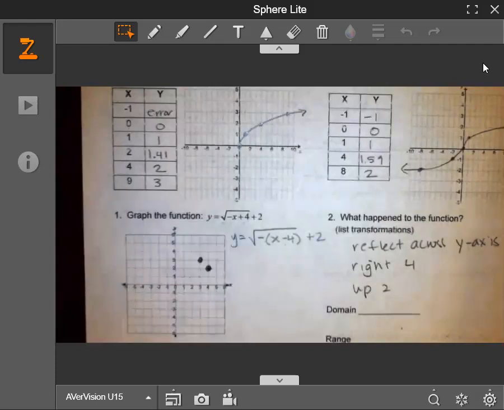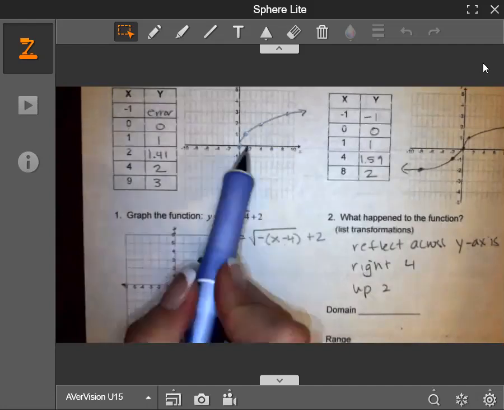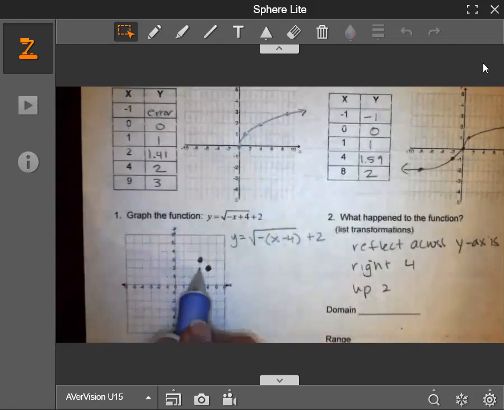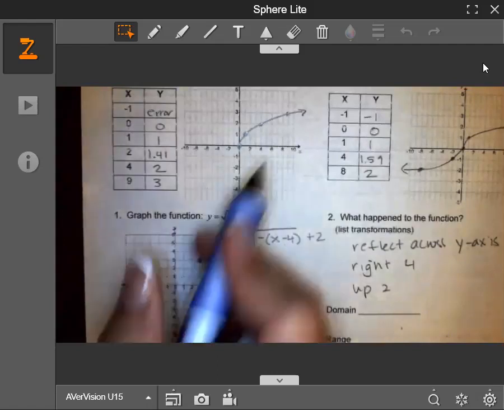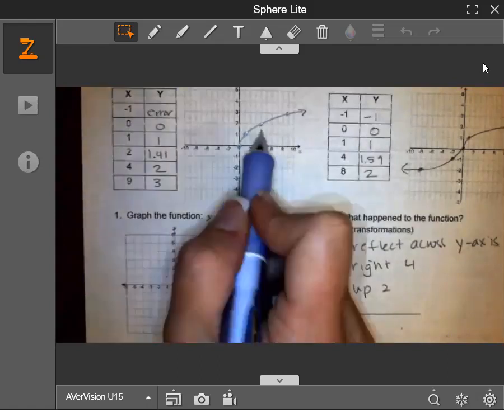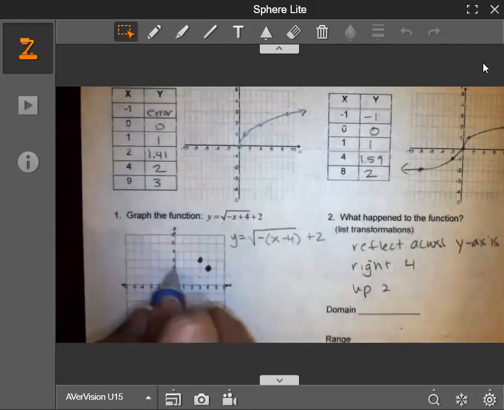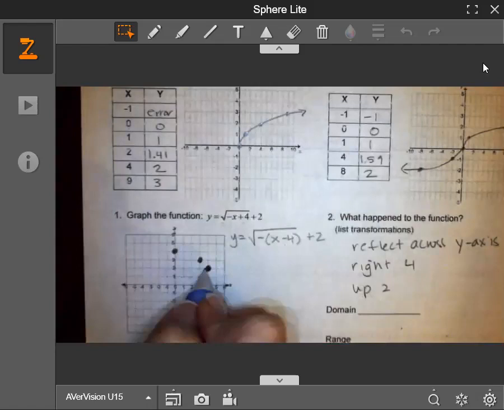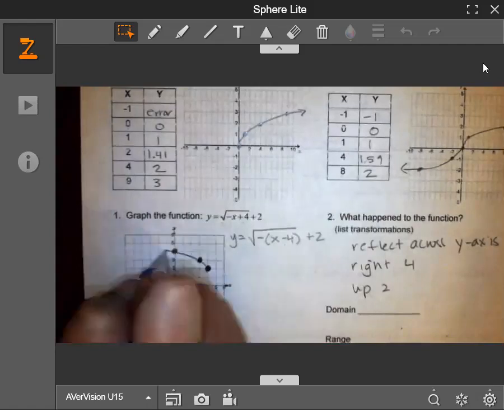I can continue to do that with every single point, or you can think about that parent function. It goes over 1 and up 1. This is going to the left 1 and up 1 because of the reflection. The next point would go over 4 and up 2, so I can go over 4 and up 2 to get that same shape. And so there is my graph.